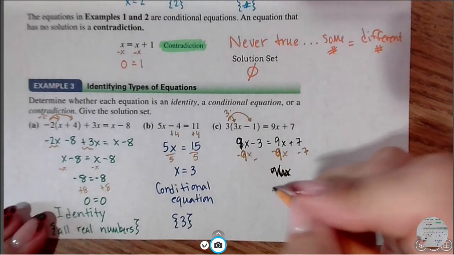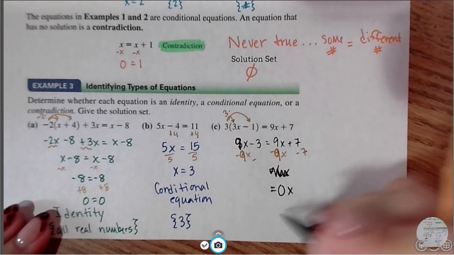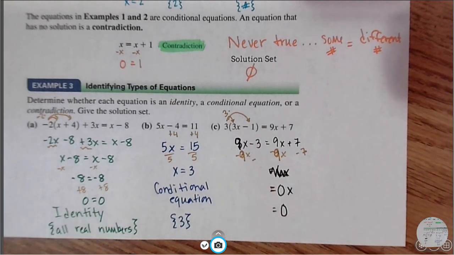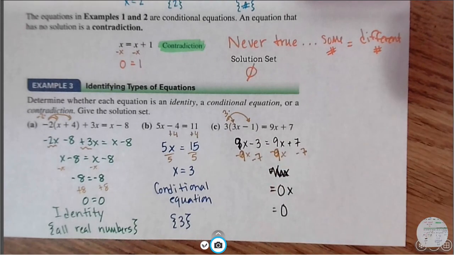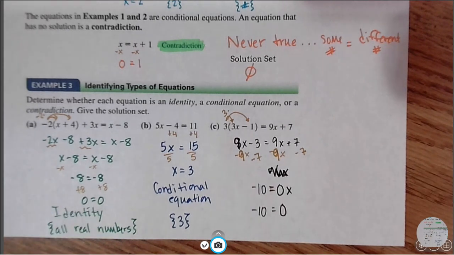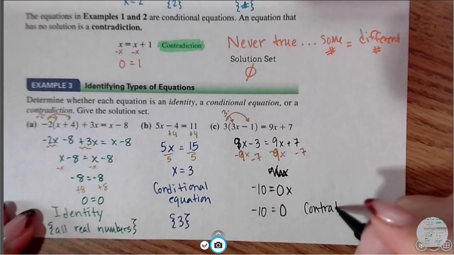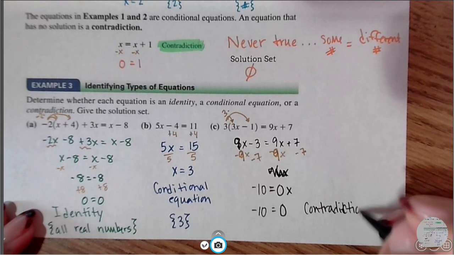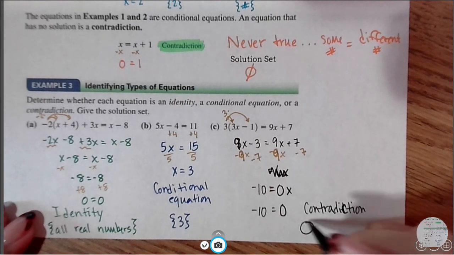So I'm going to have 0x on the right side, which is the same thing as just 0. And then when I subtract 7 from both sides, I get negative 10 on the left side. So now I have negative 10 equals 0. That is false. That is a contradiction. So the solution set to that one is empty set.